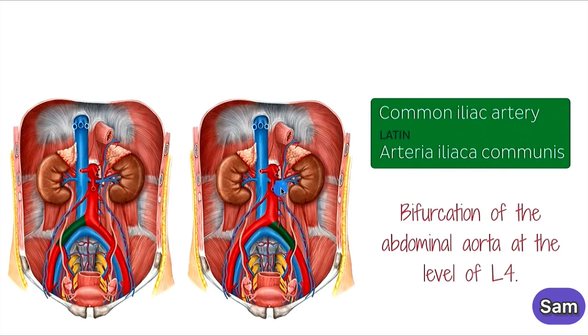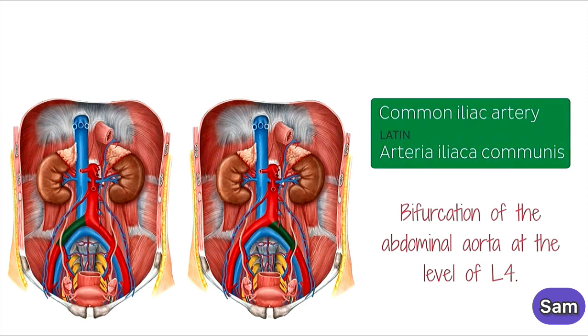Here we can see the abdominal aorta and we can see it dividing into the right and left common iliac arteries. We can see them highlighted in green in these images. The common iliac arteries then split into the internal and external iliac arteries. All of the branches of the common iliac artery are paired arteries. That means you have one on either side. They supply the same structures on both sides of the pelvis.